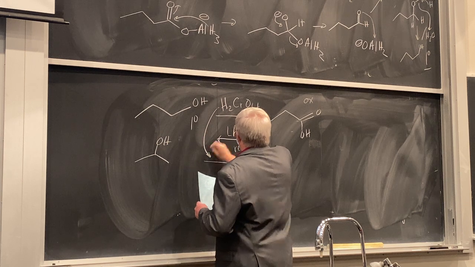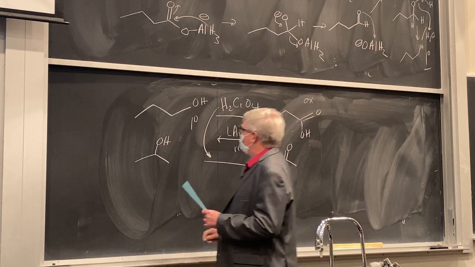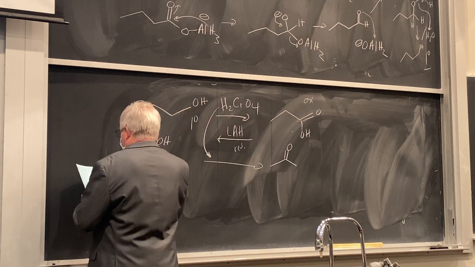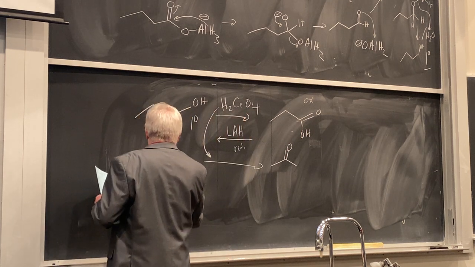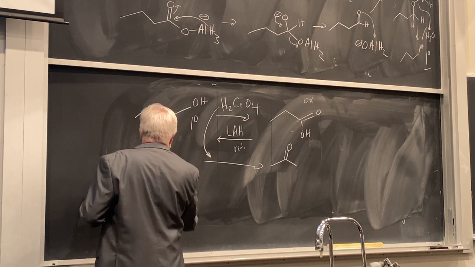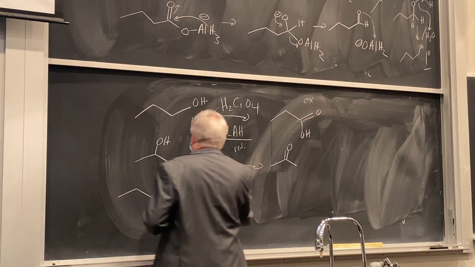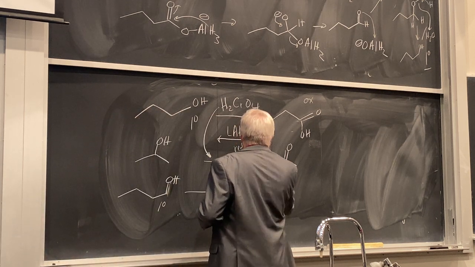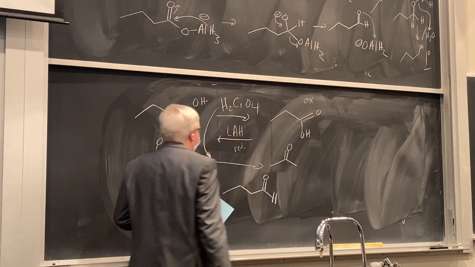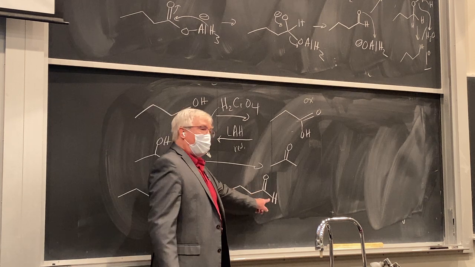With chromic acid, we'll go to the ketone. Okay. If we want to stop at the aldehyde, I'm sorry, let's do primary alcohol here, 1-butanol. What if we want to stop at the aldehyde? Now, if we added chromic acid, we'd go all the way to the carboxylic acid.